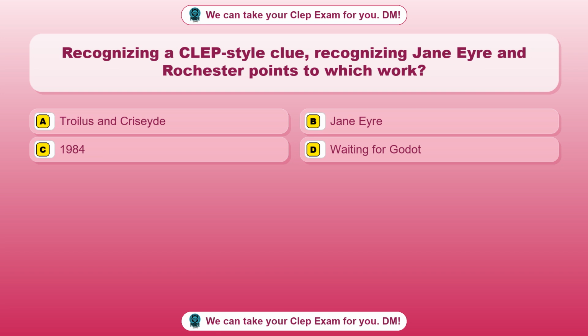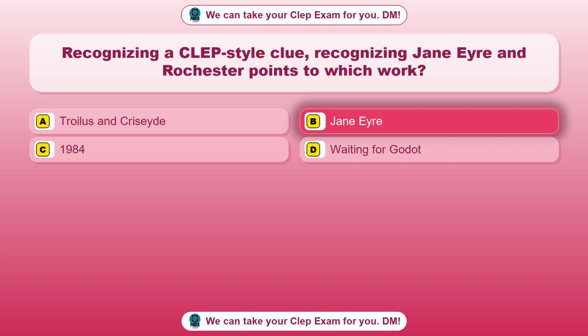Question 38. Recognizing a CLEP style clue, recognizing Jane Eyre and Rochester points to which work? Option A, Troilus and Cressida. Option B, Jane Eyre. Option C, 1984. Option D, Waiting for Godot. The correct answer is option B, Jane Eyre.